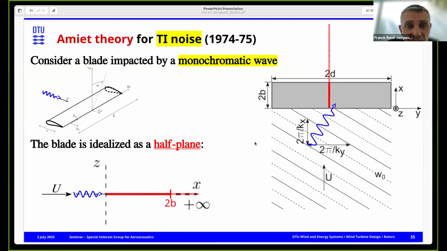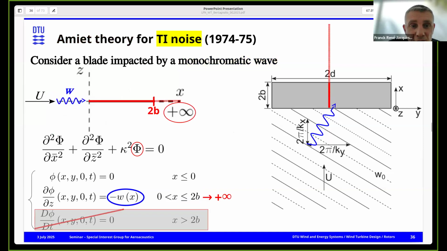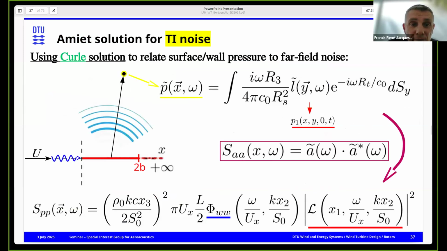So the Amiet model, what is it? Well, it is a geometric simplification of the airfoil. Basically, you consider it as a flat plate, and you look at a monochromatic incoming wave, and then if you assume that your airfoil is infinite towards the trailing edge, then you have an analytical solution for the pressure. You end up knowing the pressure on the surface, and from there you use Curle, and you arrive at a noise spectrum. And here you recover the incoming turbulence spectrum, and here the transfer function. I must say that this transfer function is associated with the scattering effect, so it's for higher frequency. In the low frequency, it should just behave like a dipole, basically.